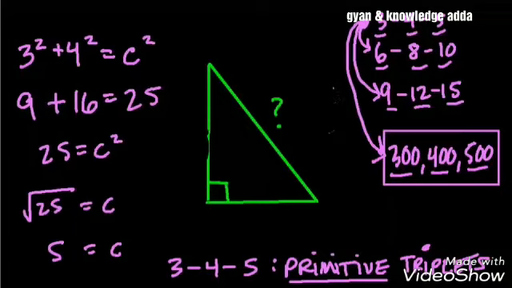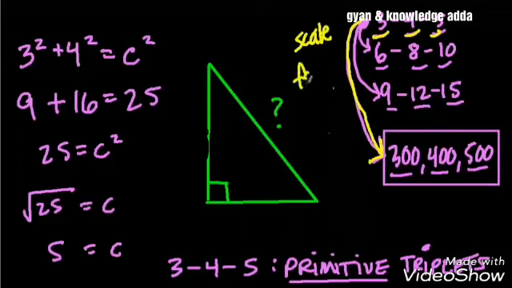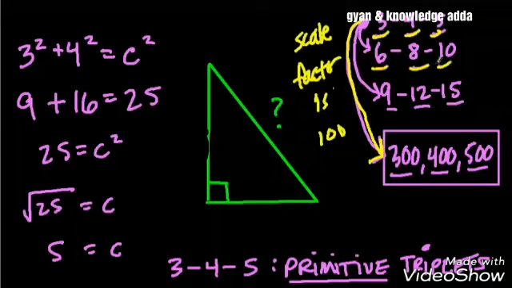So let's say I had the scale factor of 100, and by scale factor I just mean the number you're multiplying each side by from the original triplet. So here, to go from 3, 4, 5 to 300, 400, 500, I'm multiplying each side by 100. That's the scale factor. I multiply by 100. So the scale factor would then be 100, just for that one case. To go from 3, 4, 5 to 6, 8, 10, what's the scale factor? Well, it's 2 because I double each side. To go from 3, 4, 5 to 9, 12, 15, the scale factor is 3 because I triple each side.